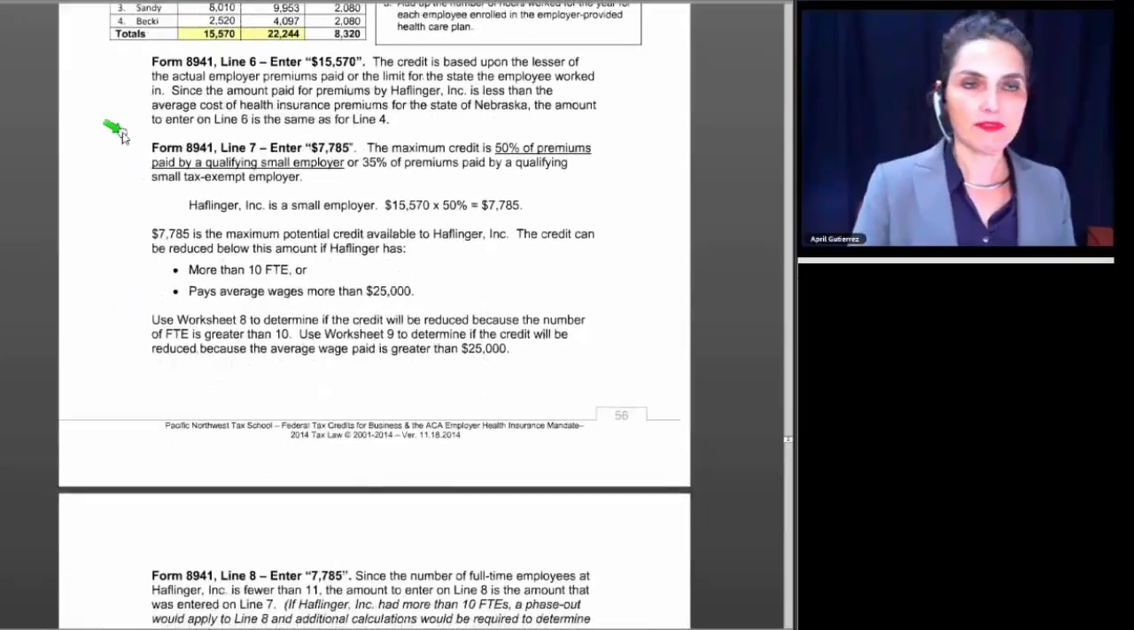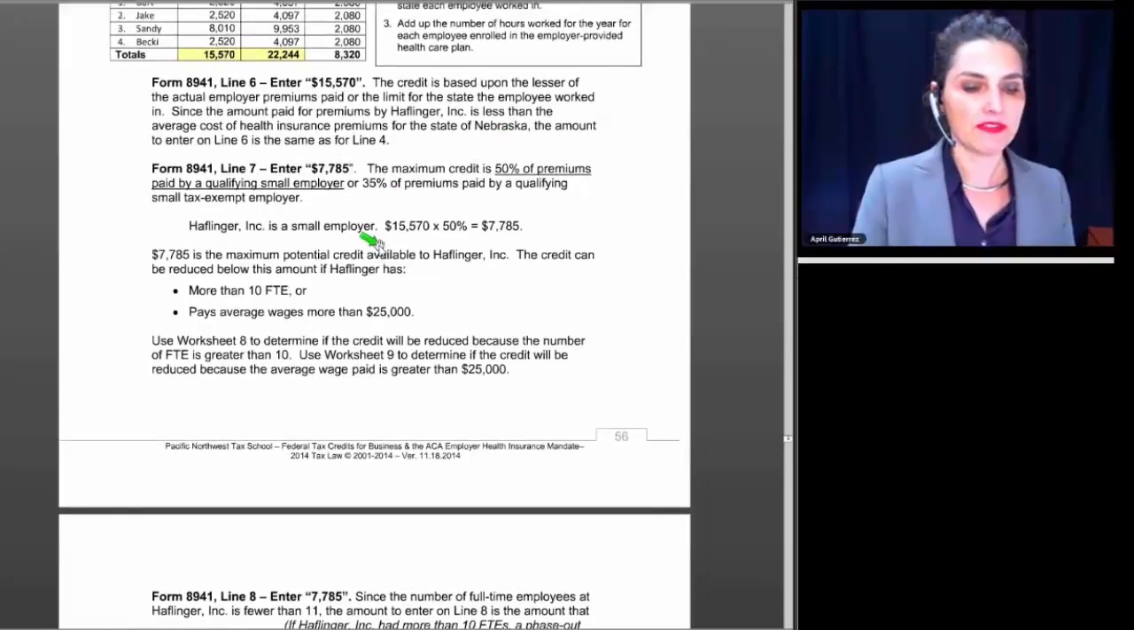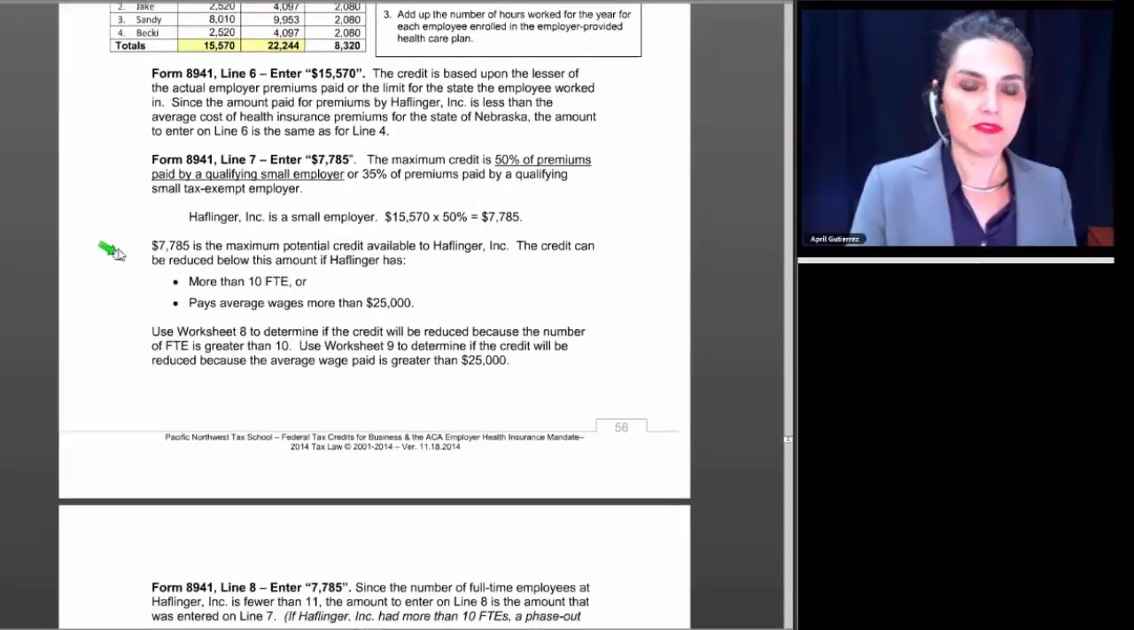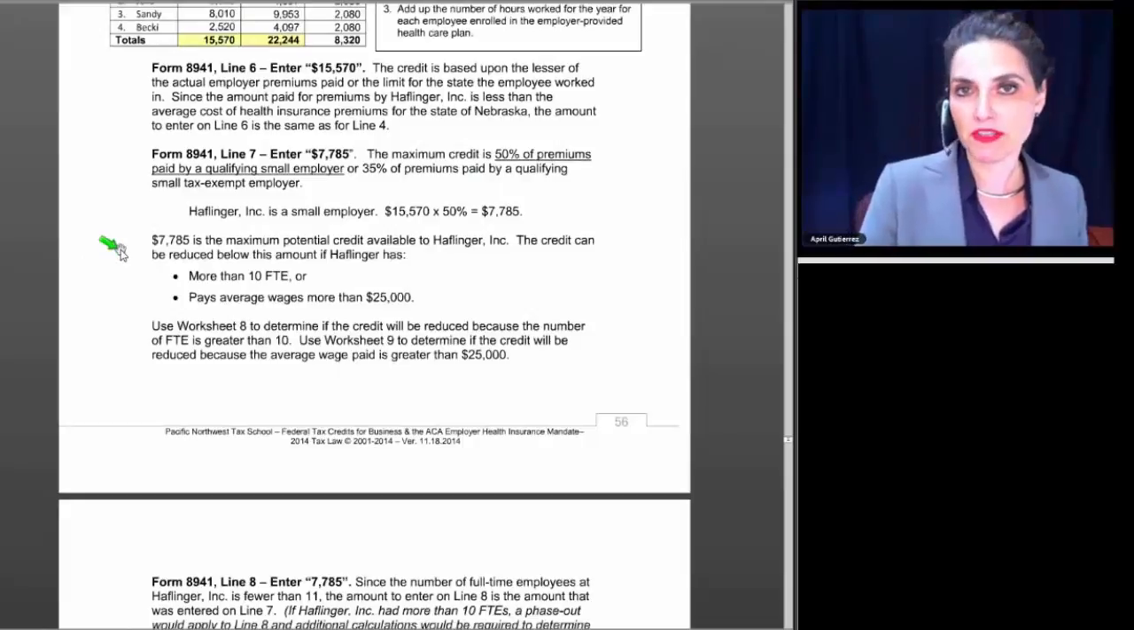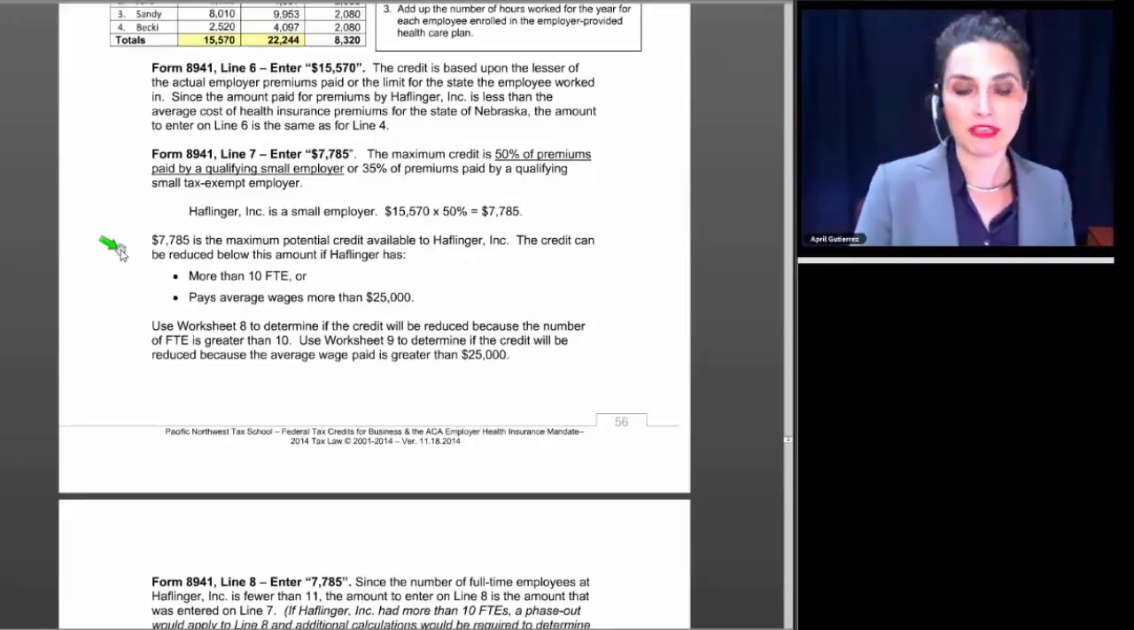Moving on to line 7 of Form 8941, we're going to enter $77.85. How did we figure that? Well, the maximum credit is 50% of the premiums paid by the qualifying employer. Haflinger paid $15,570 in premium payments. Half of that amount is $77.85. $77.85 is therefore the maximum potential credit that Haflinger Inc. may be able to claim.